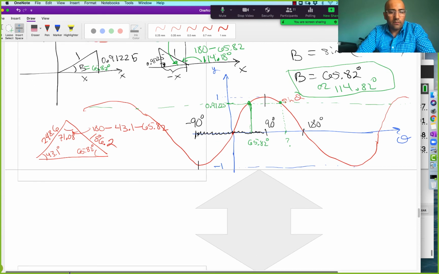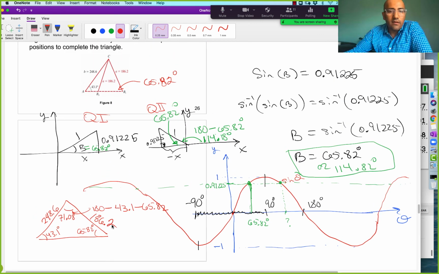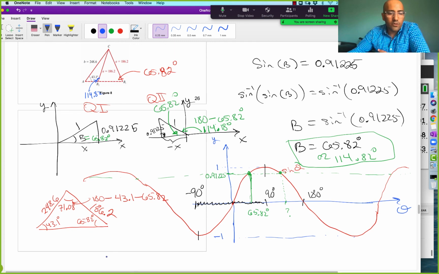Okay, but there's another one. The other one could be that, in fact, no, it's not 65.82. Maybe it's this possibility over here. Maybe this is the case where the answer is 114.82. So maybe the triangle doesn't look like this. Maybe the triangle is more like this, where this angle is 114.82 degrees, and this angle is 43.1 degrees.